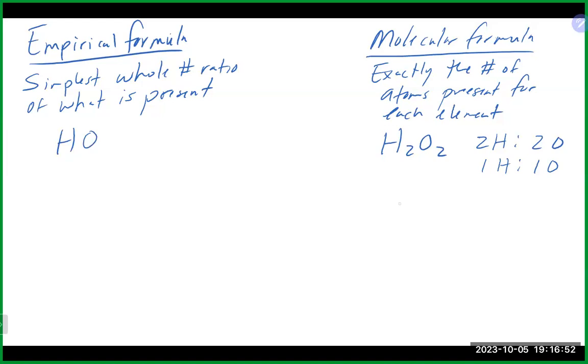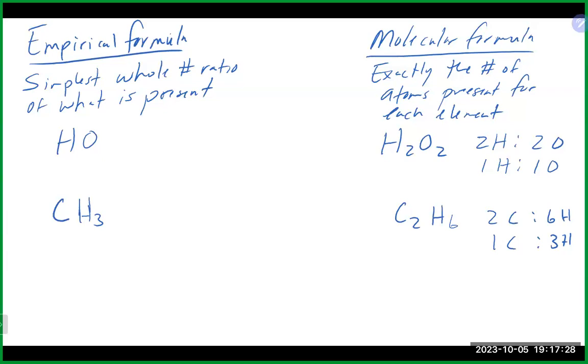If we had C2H6, that is a molecular formula. If we have 2 carbons for every 6 hydrogens, we could basically reduce this down and still get whole numbers by dividing everybody by 2. That would be the same as 1 carbon for every 3 hydrogens, right? And that would give us an empirical formula of CH3 in this case. So if you actually have the molecular formula and you want the empirical formula, basically what you would do is reduce it down by a common number.